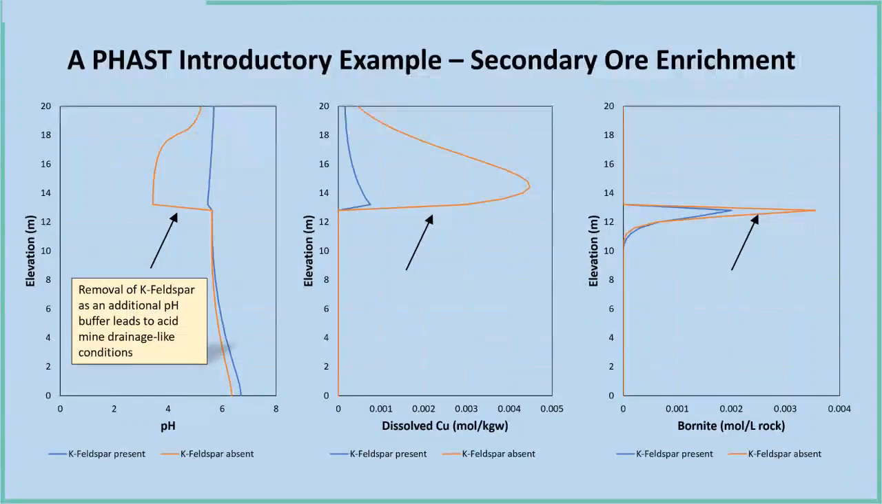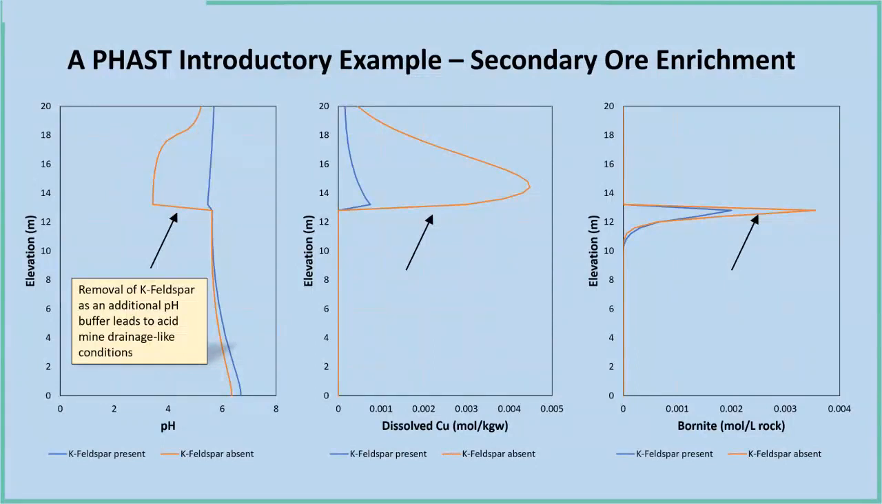This would be the graph on the far left. The middle graph indicates the resultant significant increase in the concentration of dissolved copper, largely because malachite is no longer stable in the unsaturated zone when the pH buffer is removed. Once all of this additional copper encounters the water table and the associated reducing conditions, the amount of bornite precipitated in the enriched zone correspondingly increases in comparison to the baseline case, which makes a lot of sense.